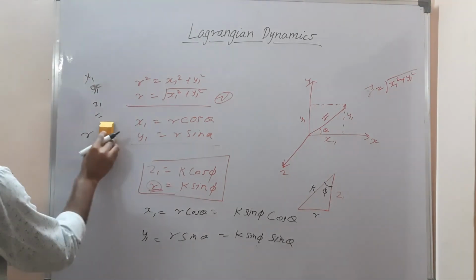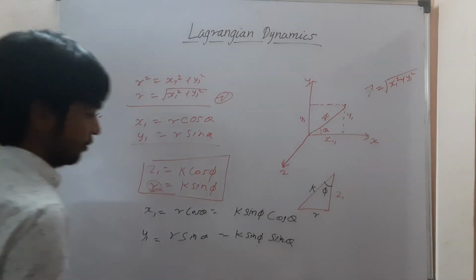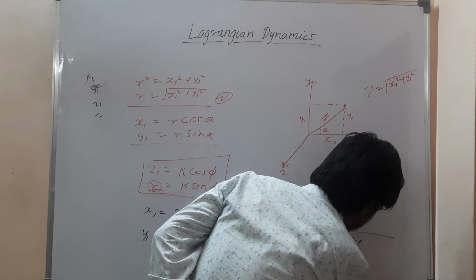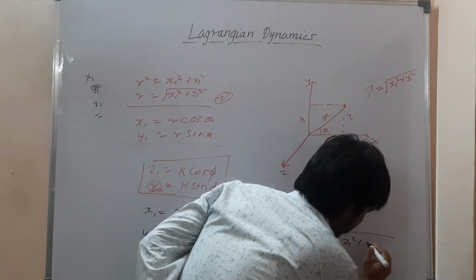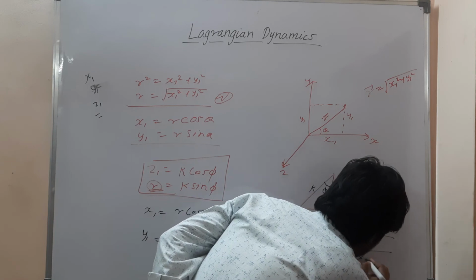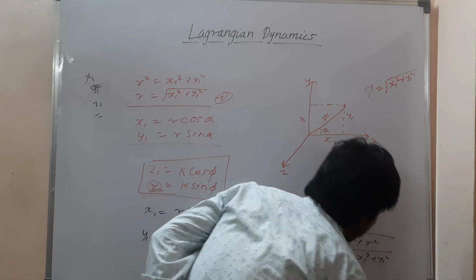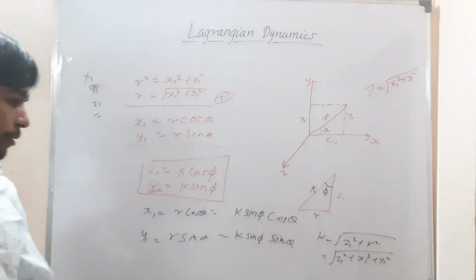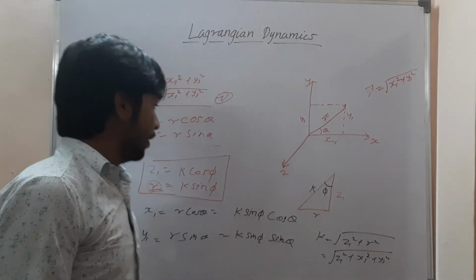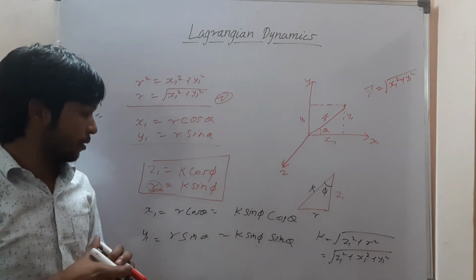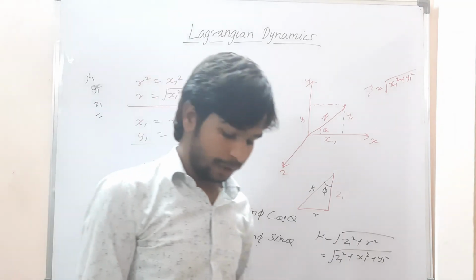The common value k will be equal to the square root of z1 square plus r square, that is, z1 square plus x1 square plus y1 square, since r is the square root of x1 square plus y1 square. So this way we can find the coordinates. This was the basic thing we have learned today. With this one we will finish today's class.